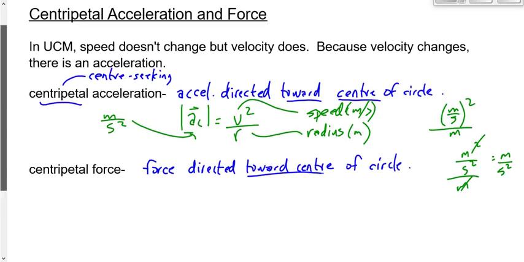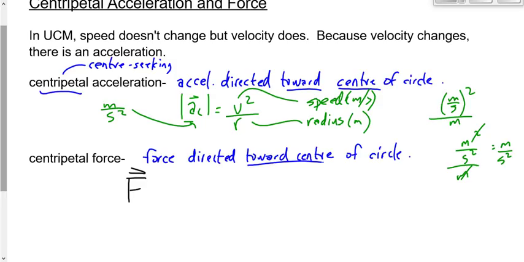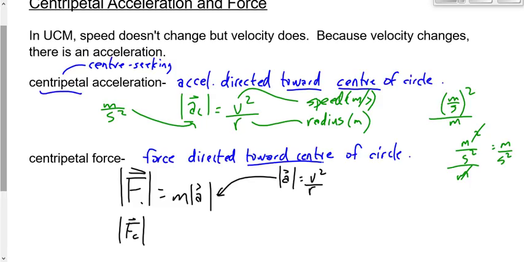Next one, centripetal force. Well, we know that F is equal to m times a. But what's a equal to? V squared over r. So we're going to say here that the centripetal force is equal to m times v squared over r. Once again, that does appear on our data sheet. V is speed, meters per second. R is radius in meters. F is centripetal force. M is mass in kilograms.